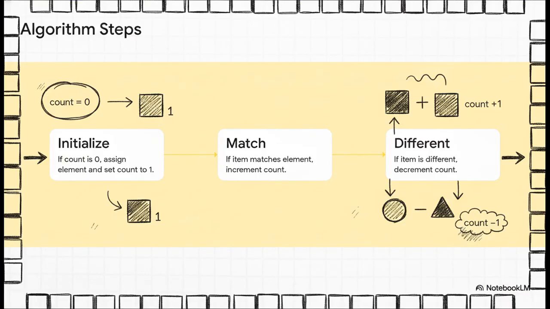Let's walk through exactly how this works on the fly. We're going to track just 2 variables, a count which starts at 0 and an element which starts off empty. We start iterating through the array. Step 1, if our count hits 0, we grab the current array item, crown it as our hypothetical majority element, and set our count to 1. Step 2, as we keep moving, if the next item matches our assumed element, we just increment the count. Step 3, if the next item is different, we decrement the count.